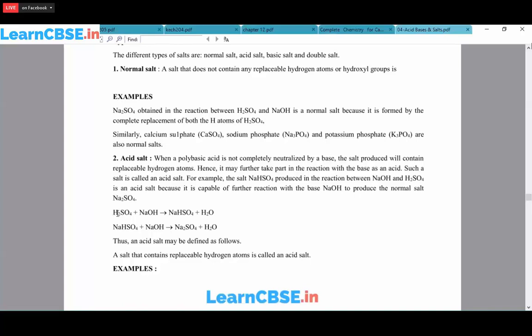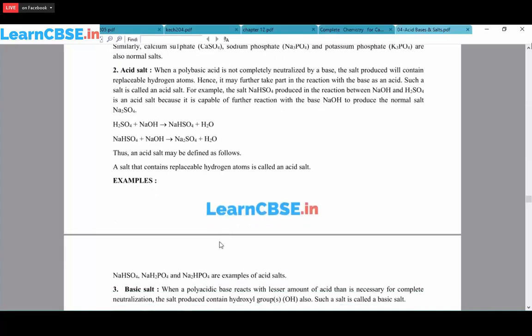H2SO4 reacts with one molecule of NaOH and replaces one hydrogen atom with Na, giving water. One more hydrogen is still left, so it undergoes one more reaction with NaOH and is completely replaced by sodium, giving Na2SO4 plus H2O. Other examples of acid salts are NaHSO4, NaH2PO4, and Na2HPO4.